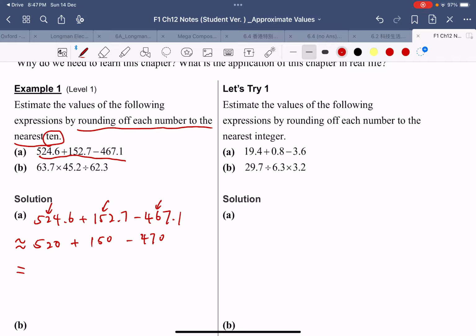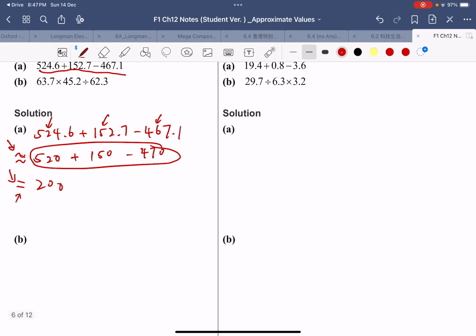And then the final answer, after this approximately equal sign, you can write down the equal sign here. Okay, please take a note. You are not going to write all approximately equal signs all the way down. Just once here, and then because this step you are doing estimation or approximation, and then these values after adding or subtracting will be equal to 200. Equal. We are using the equal sign here. All right, so this is the first example.